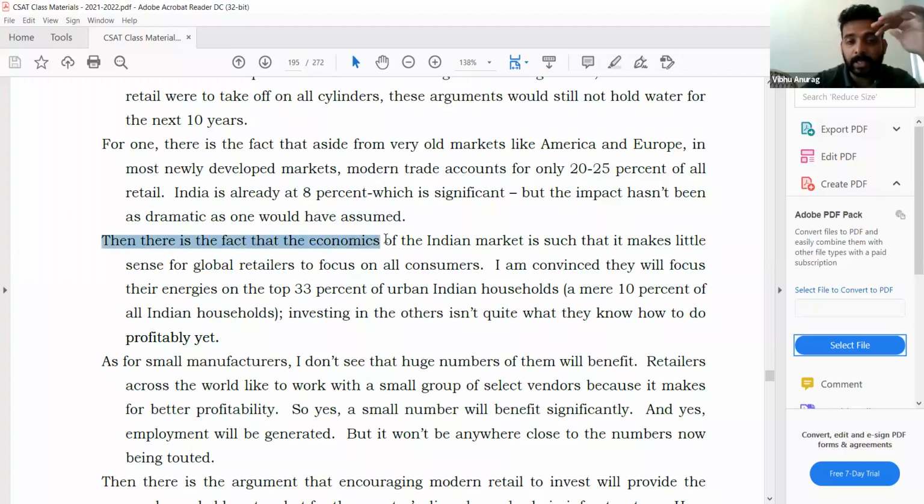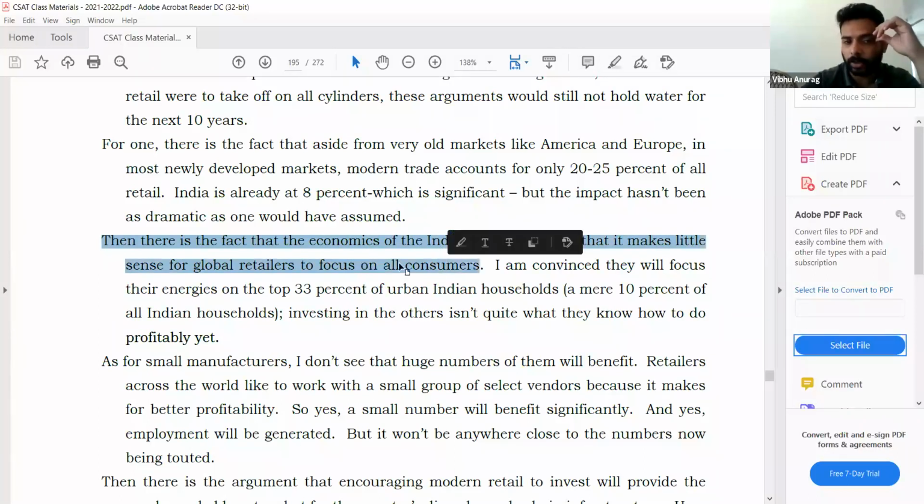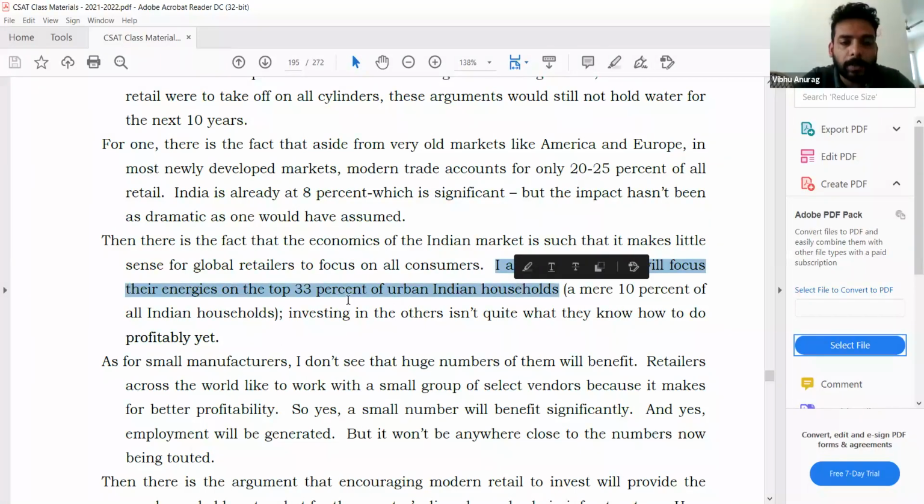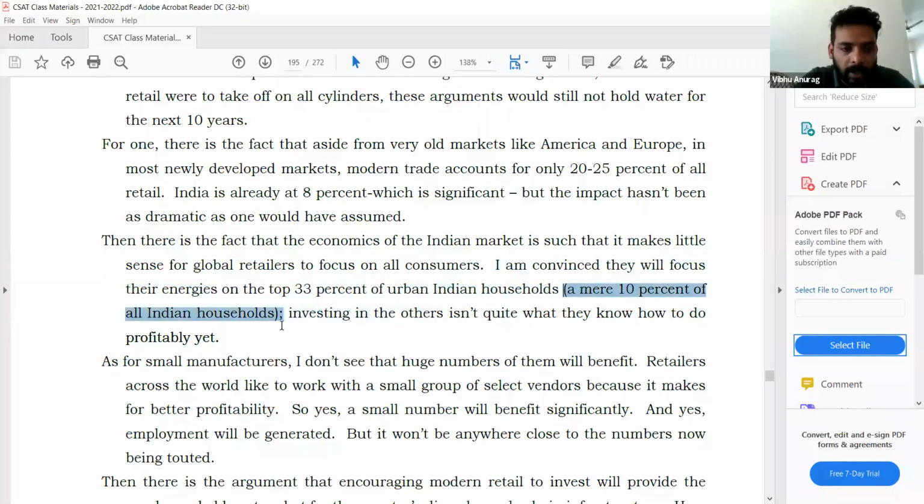Then there is the fact that the economics of the Indian market is such that it makes little sense for global retailers to focus on all consumers. So he says that the Indian market is such that it doesn't make much sense for these global retailers to focus on all consumers. He says, I am convinced they will focus their energies on the top 33% of urban Indian households, a mere 10% of all Indian households. Investing in the others isn't quite what they know how to do profitably yet. So they don't know how to invest in the others in a profitable way.